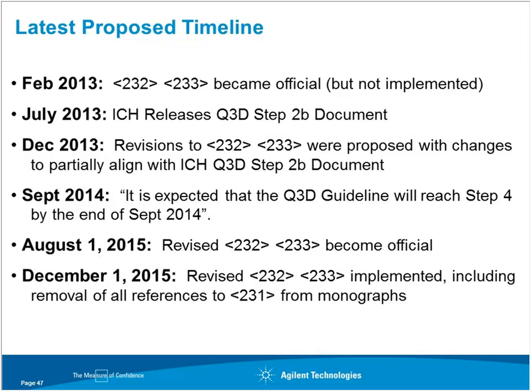And this is some meeting report notes from the most recent ICH meeting, which took place in June in Minneapolis. I know many of you are saying, wait a minute, this is September 25th. So hopefully we'll see that document very soon. And then USP has stated that on August 1st, 2015, they expect to have the revised 232 and 233 become official. And then on December 1st, 2015, revised 232 and 233 are going to be implemented. And this will include removal of all references to 231 from the monographs. So that date is next year, but it is coming up very quickly.